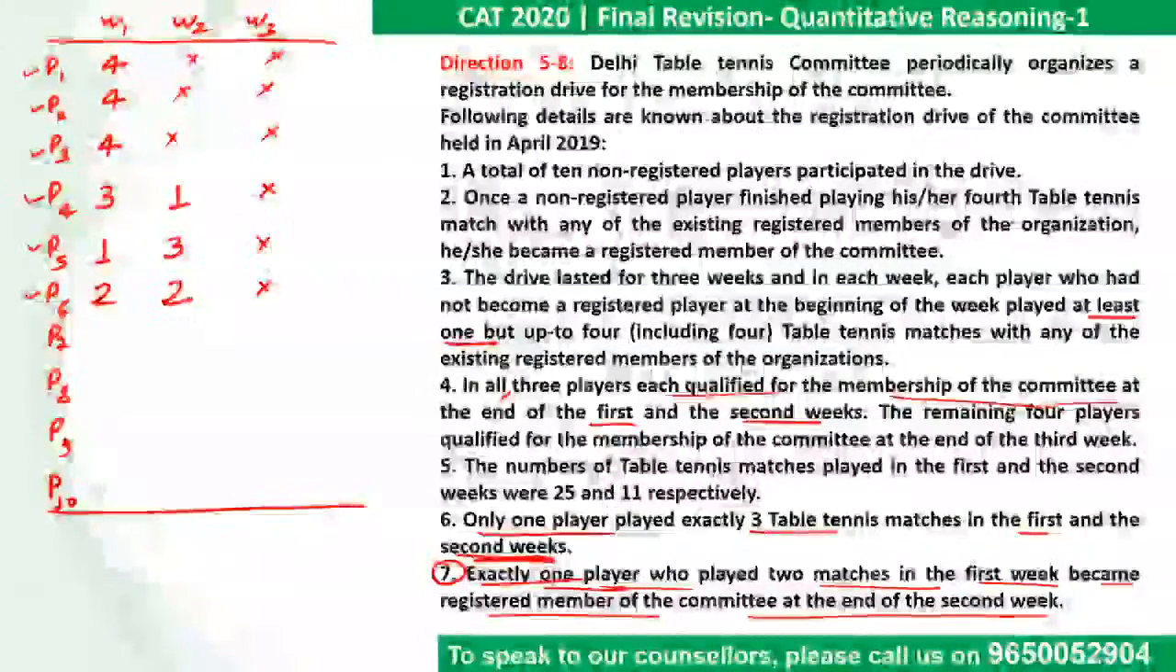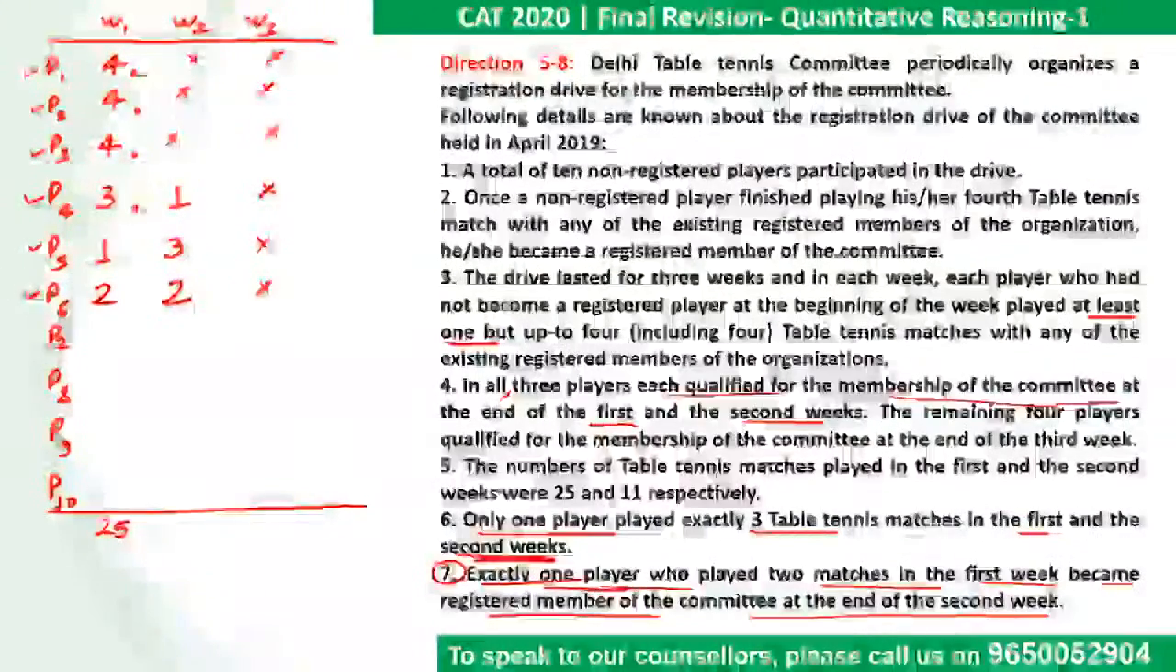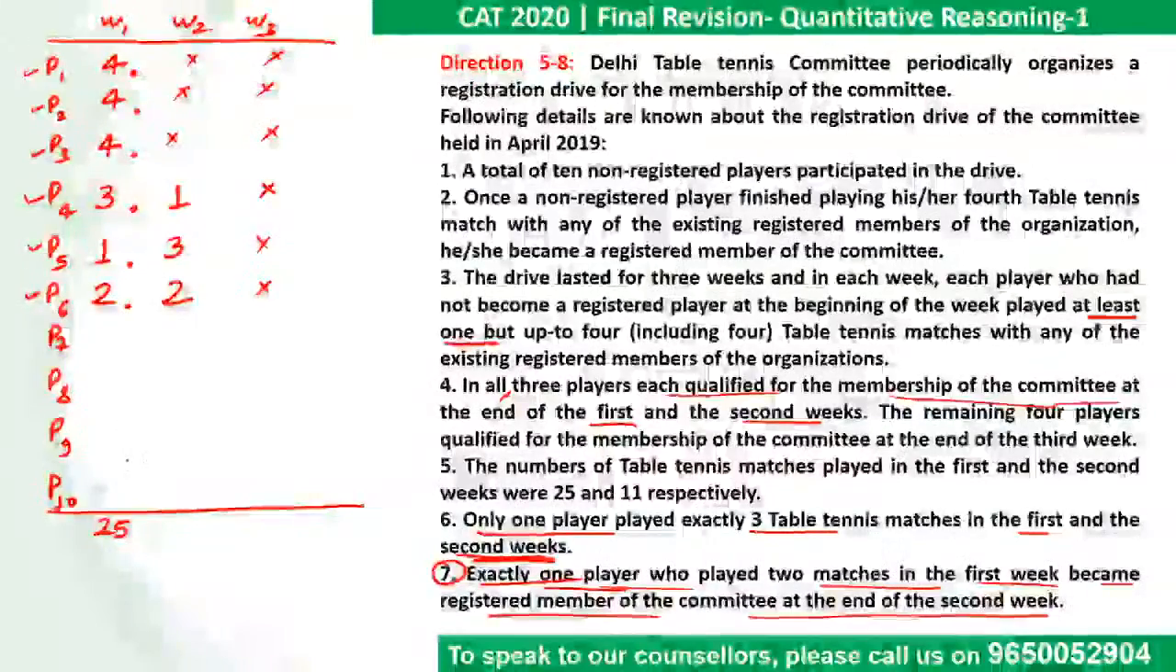Look at the other players. By the way, in the first week, there were a total of 25 matches. Till now, what do we have? What is the total? Can I say 4 plus 4 plus 4 is 12 plus 3 plus 1, 12 plus 2, 18? So, can I say till now we have counted 18 matches? Still we are left with how many matches? 7 more in the first week.